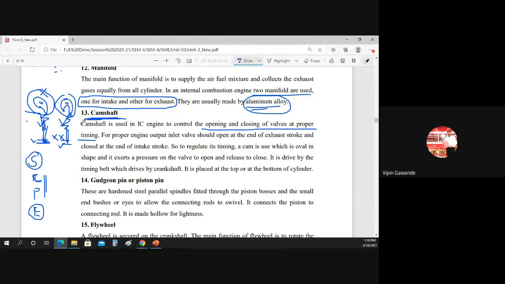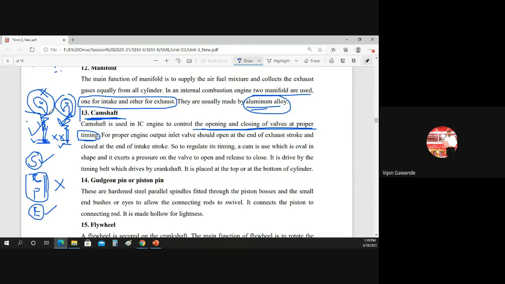Okay, so the camshaft is used for what? Opening and the closing of the valve at proper timing. What is proper timing? During the suction stroke, the inlet valve opens, and during the exhaust stroke, only then the exhaust valve opens. During the power and compression strokes, these two valves remain closed. Both valves remain closed. So this type of timing is set.